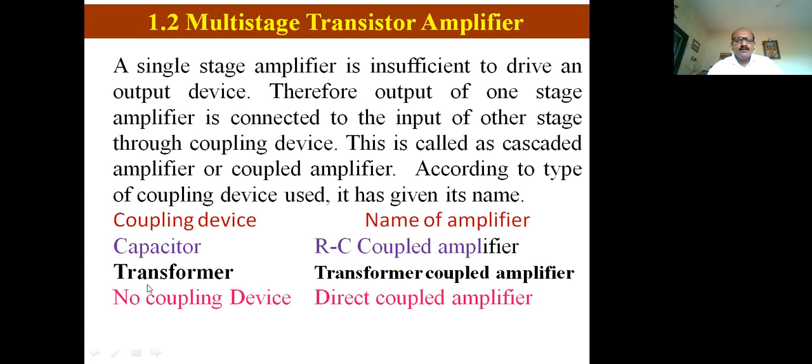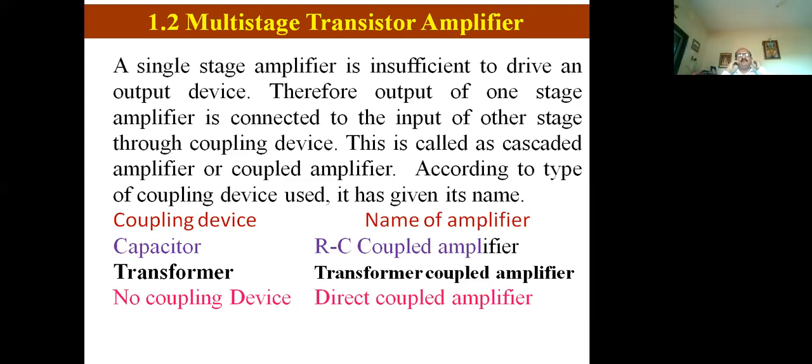When we use a transformer in between these two amplifier circuits, that means the transformer couples the output of one amplifier to the input of another amplifier. Then it is called a transformer coupled amplifier. And when the output of one amplifier is directly connected to the input of another amplifier, then it is called a direct coupled amplifier.